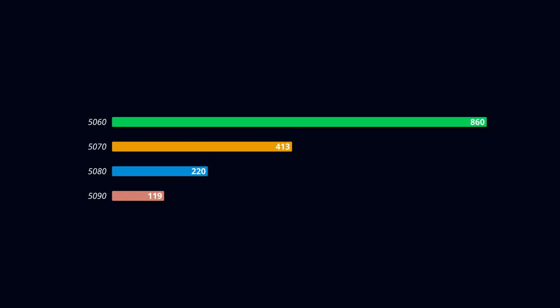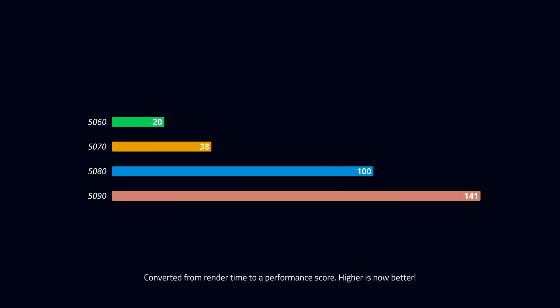We got in touch and they kindly agreed to run our benchmark across the entire 5000 series and even some AMD GPUs. Thank you, Scan. The graph currently shows render times where lower is better. We'll convert these metrics to scores where higher is better. We're using the 5080's performance as a baseline. As expected, the 5090 is more performant and the 5070 and 5060 are considerably less performant.